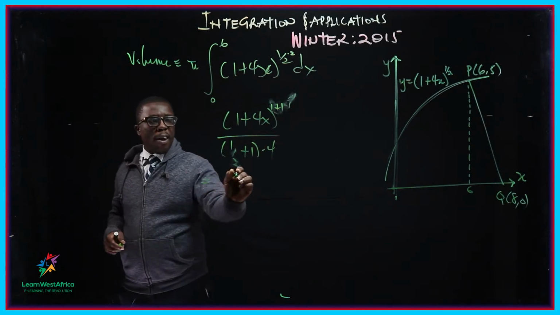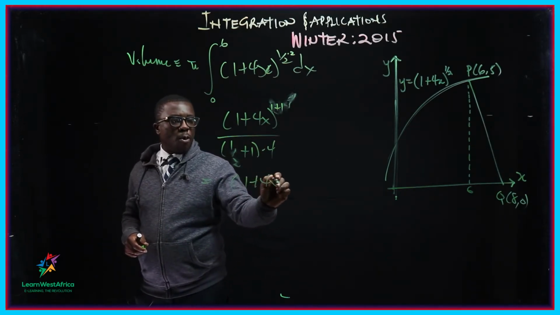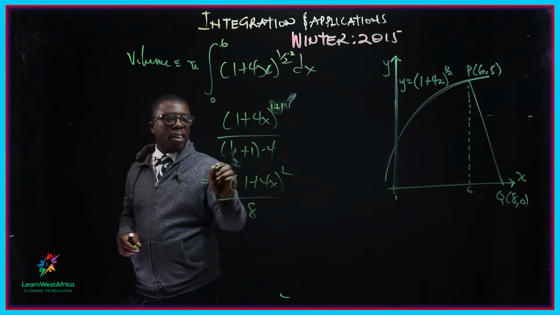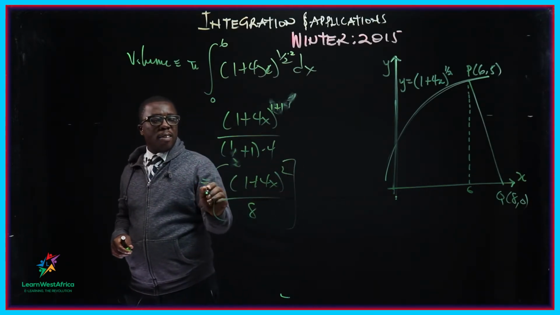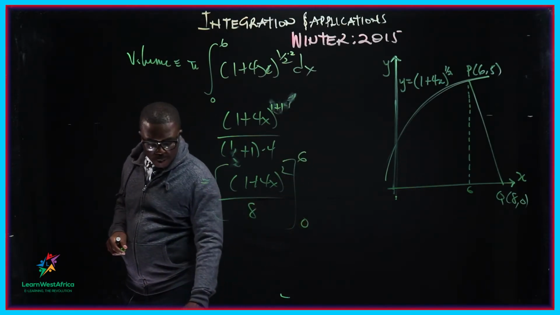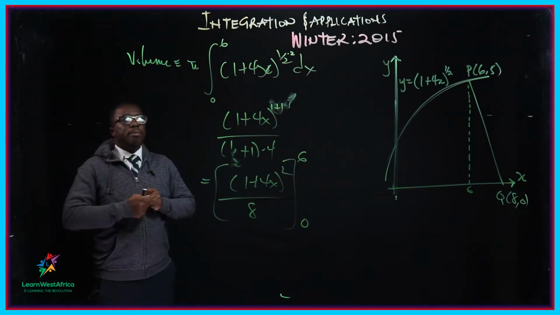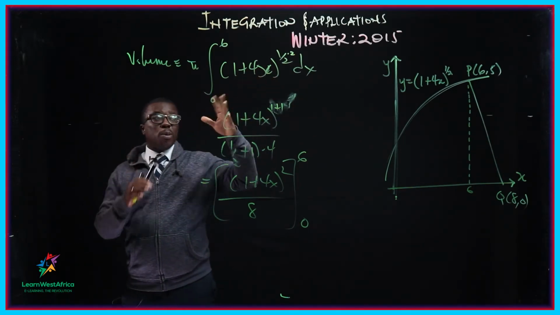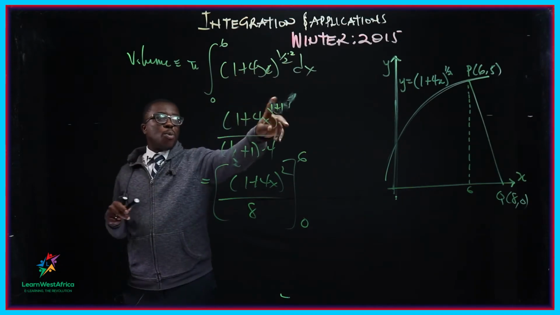All right, so we are going to have (1 plus 4x) all squared, 1 plus 1 is 2, all over 8, okay? So we find that with the upper limit and lower limit 6 and 8 respectively. Hope you are fine. Okay, so let's take it again. (1 plus 4x) raised to the power half, because the volume we square, and the square will take away the half to give you 1.